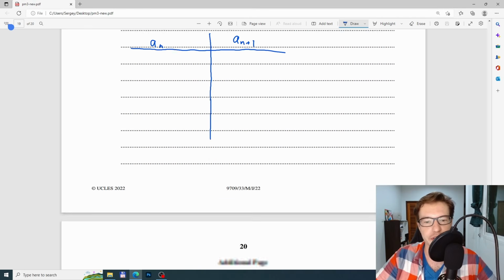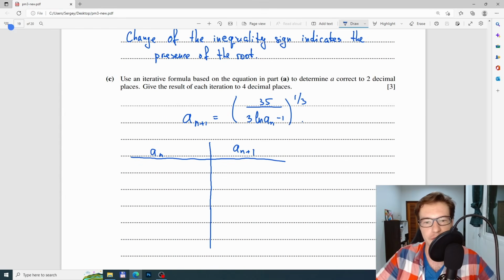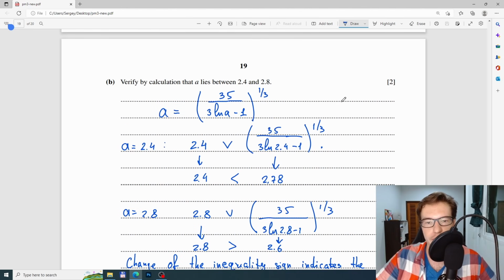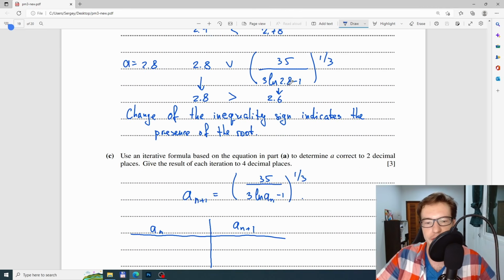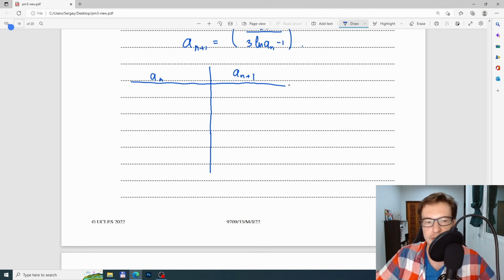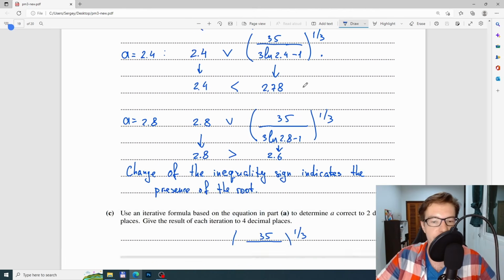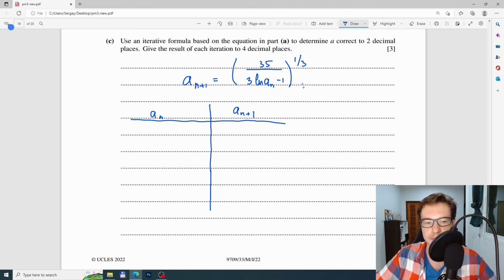Finally, the very last question of this paper. We have to use the iterative formula to determine the solution for the equation. Okay, in the previous question, we found out that the value of a lies in between 2.4 and 2.8. So that means I can start with any number which is in between 2.4 and 2.8. Let's say I'm going to choose 2.6. And then I'll have to substitute this into the right side of the formula.